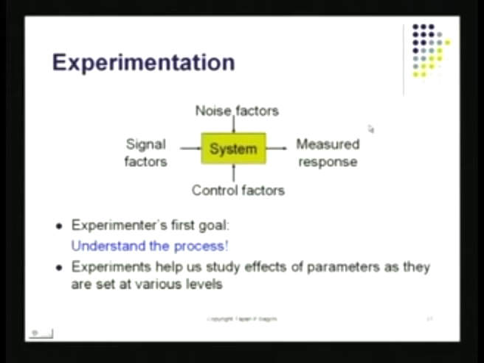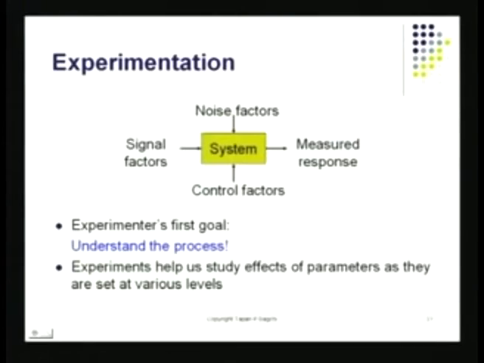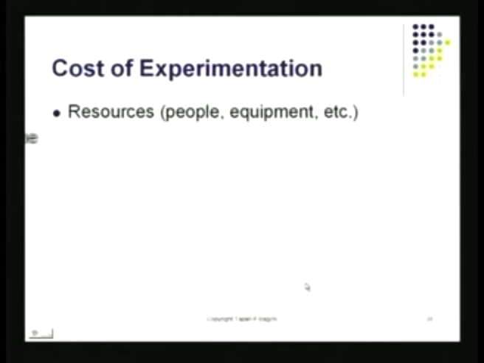When we do experiments, we are looking at a system which has signal factors, some control factors, and of course noise factors, and we're trying to measure the response there. Our goal really is one and single. We are trying to understand the process. This is primarily the goal of R&D, to understand how this process works. Specifically, we'll try to see the effect of the various parameters as they are set at different levels, which are called treatment levels.